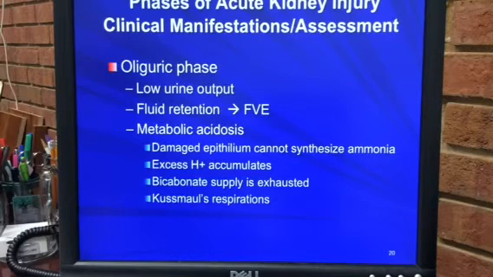So you see low urine output, fluid retention, and you see metabolic acidosis. The metabolic acidosis happens because the epithelium doesn't synthesize ammonia. You get excess hydrogen that accumulates. You get an exhaustion of bicarbonate supply. And then that metabolic acidosis, because it is acute, can produce Kussmaul's respirations as the body seeks to eliminate acids in a different way.